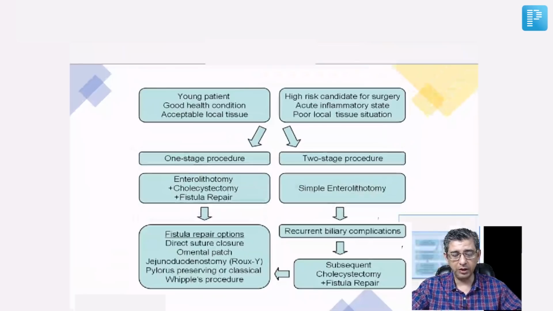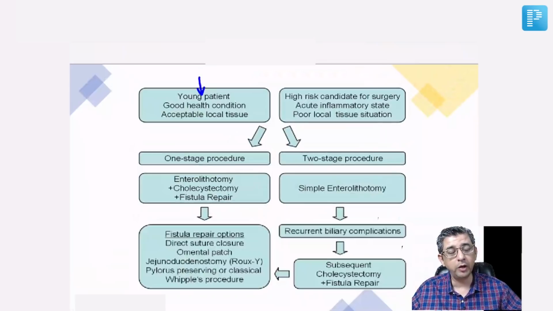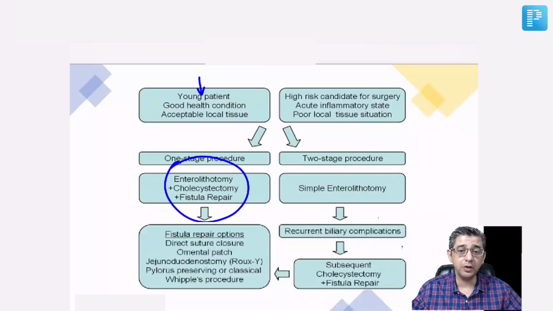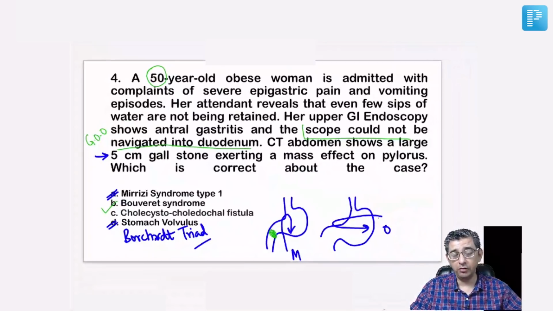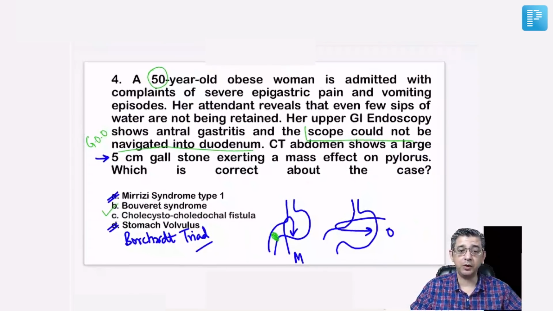This was a young patient, so they can ask you the treatment part. It could be a two-step question: what's the diagnosis, what's the treatment. In a young patient, it's a one-step procedure where the surgeon will do enterolithotomy, cholecystectomy, and fistula repair. Whereas if it's a high-risk candidate for surgery, a simple enterolithotomy is to be done. I don't want to get into surgery, but my point is that when you read a question of an emergency situation with gastric outlet obstruction, your brain should click not only with respect to stomach volvulus that you are very comfortable with, but you should also be comfortable with the data of Bouveret syndrome.